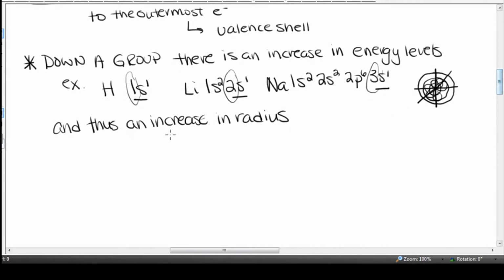Okay, now, next, we want to look at the trend across a period. So what happens when we go from left to right? Does radius change in a predictable way?